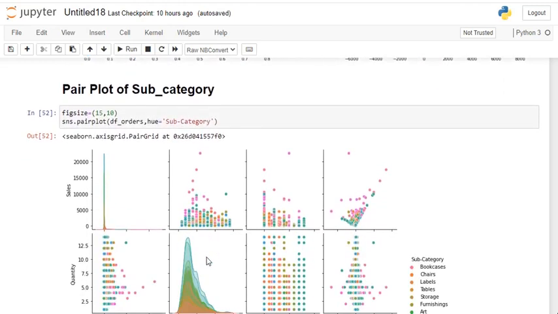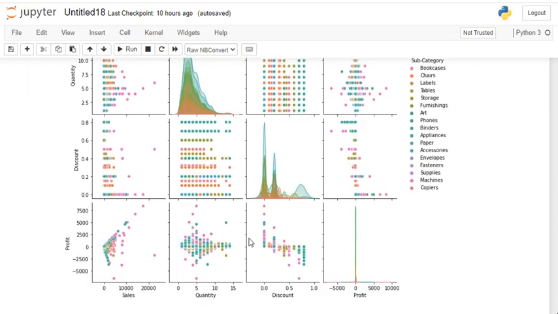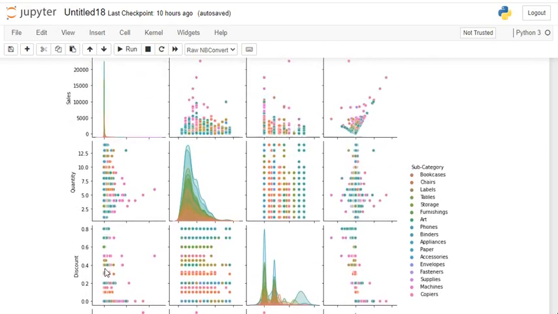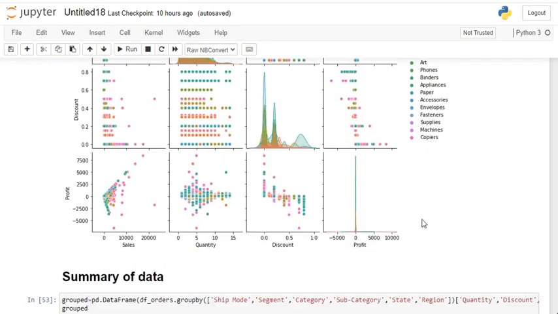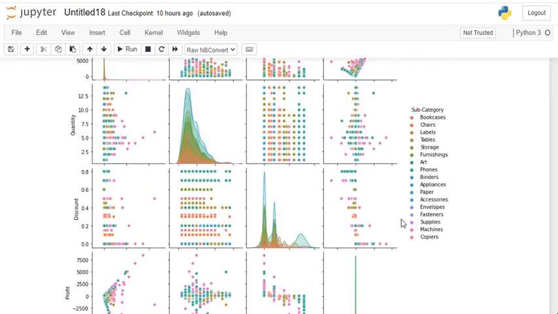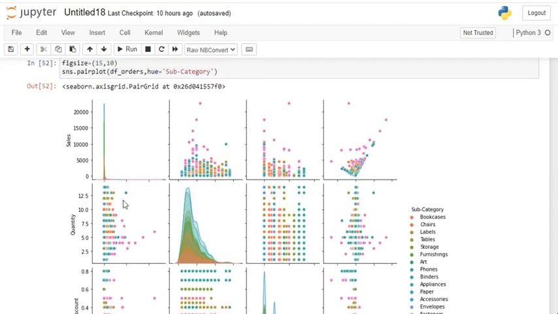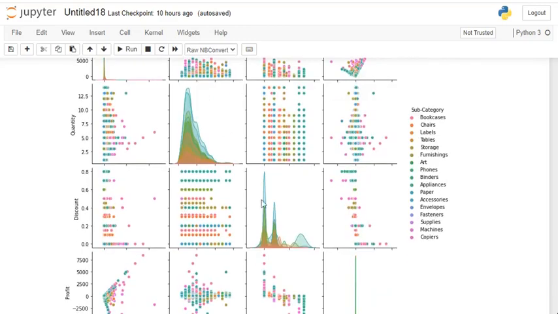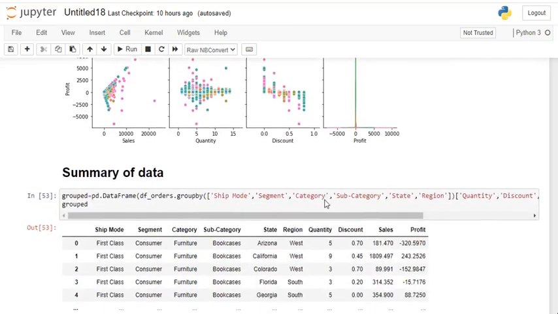Next, pair plot of subcategory. The pair plot has been established by taking only the numerical data: profit, discount, quantity, and sales. By this, we can establish the relationship between the different data points in each and every subcategory, sales and quantity and discount. And here is the plot.